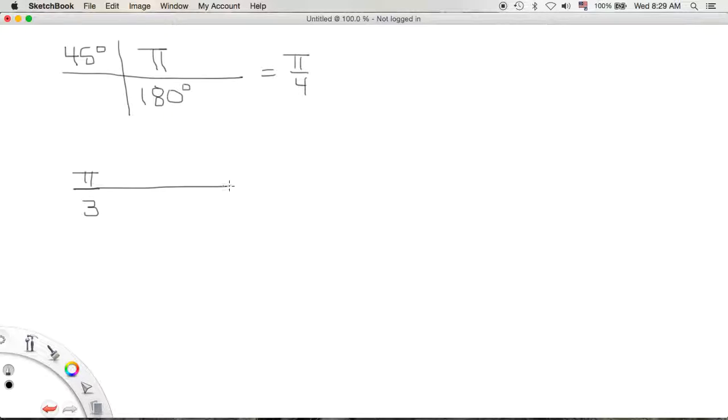Well, we can use our dimensional analysis again. We want the radians to cancel, so that goes in the bottom. And then we want to be left with degrees, so that goes in the top. And when we multiply this out, we see that we get 60 degrees. So pi over 3 radians is equal to 60 degrees.